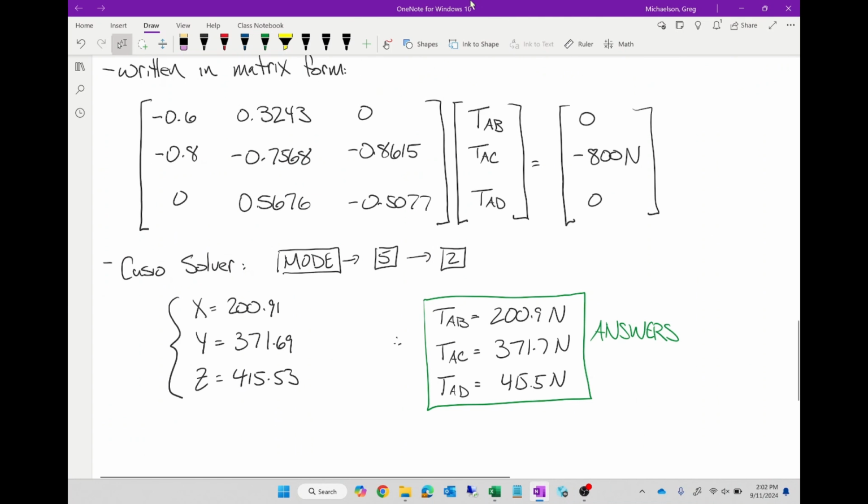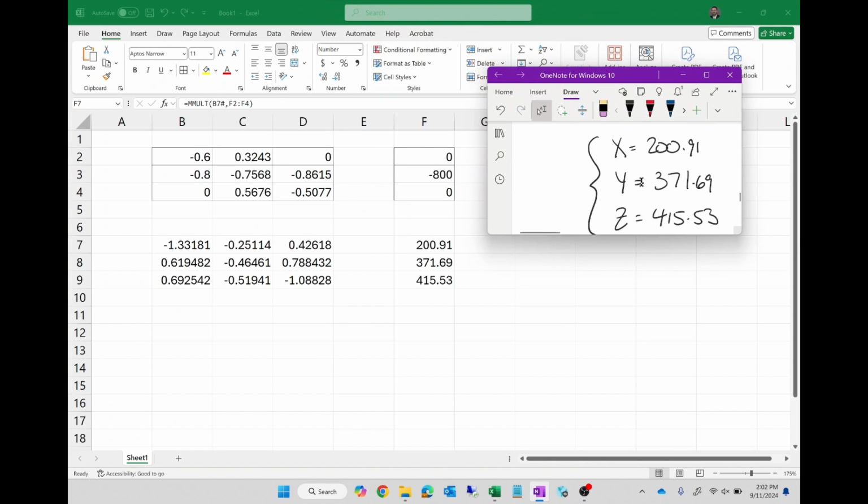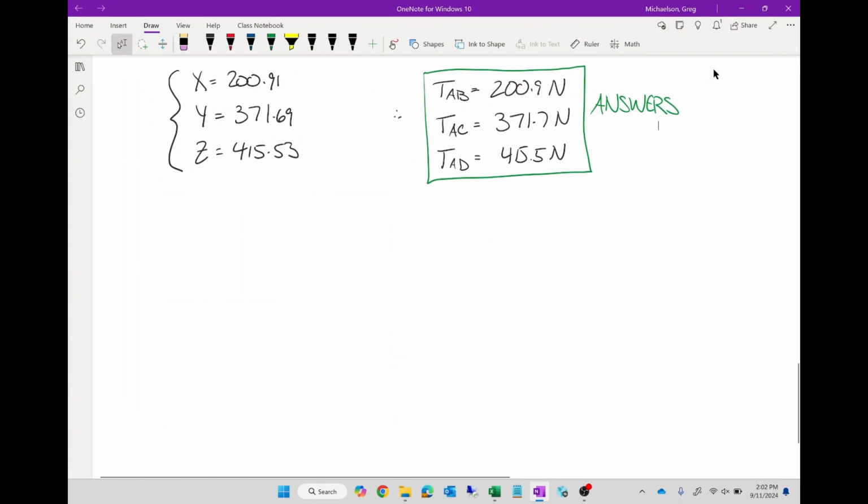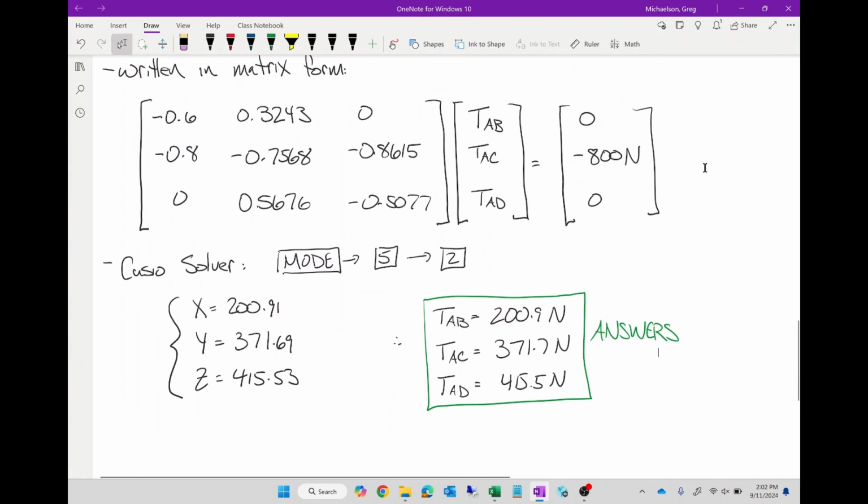But yeah, you can see that here's the values here, and we get the same values here in our Casio that we do here in Excel. And so there you go. There's the answers, and hopefully you find that's pretty straightforward. And that's all we have for this recording.